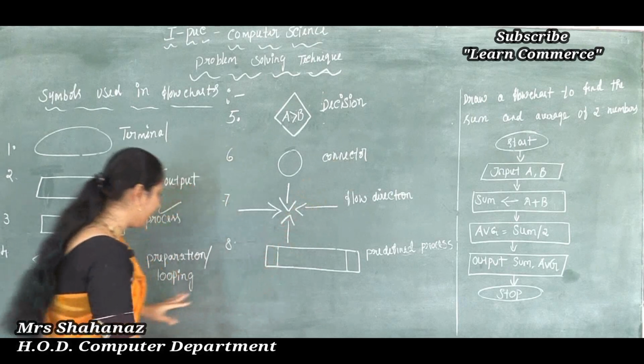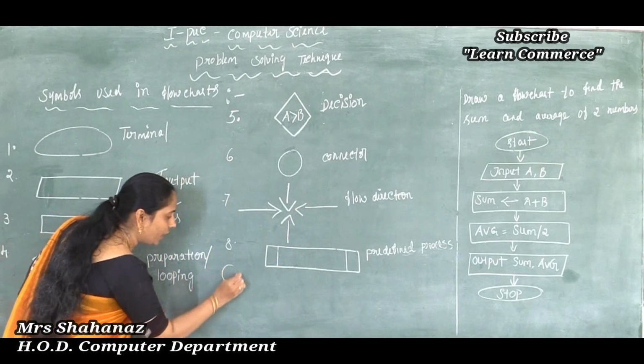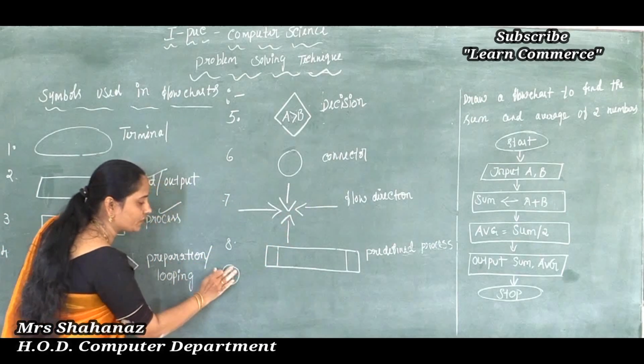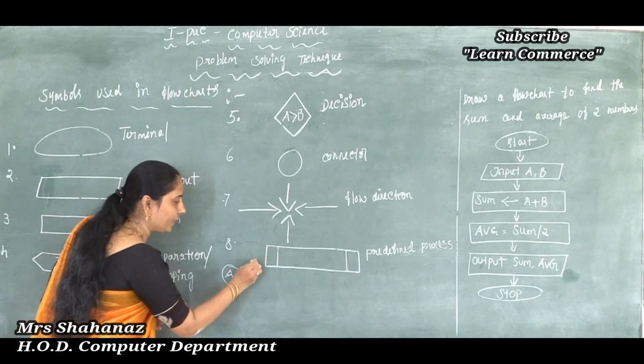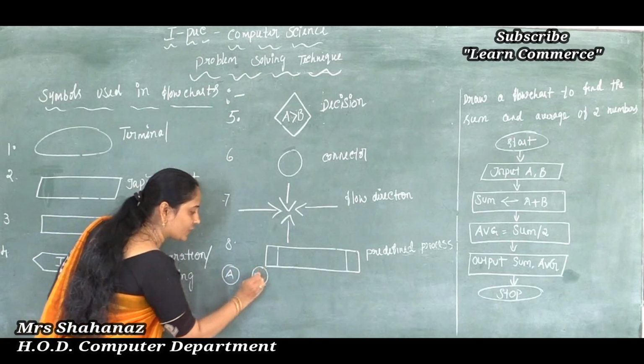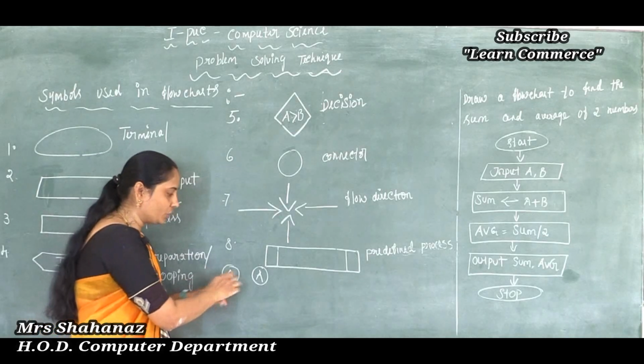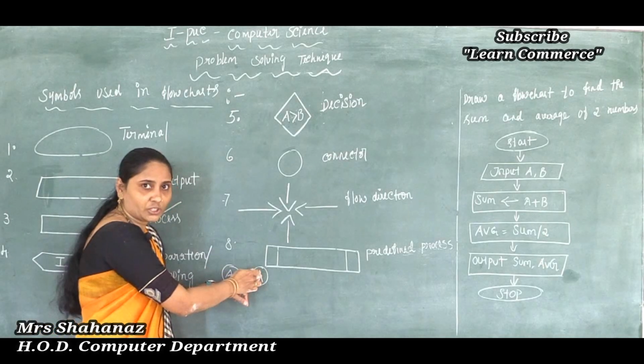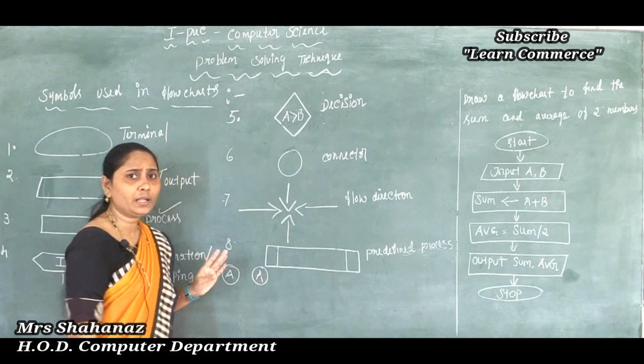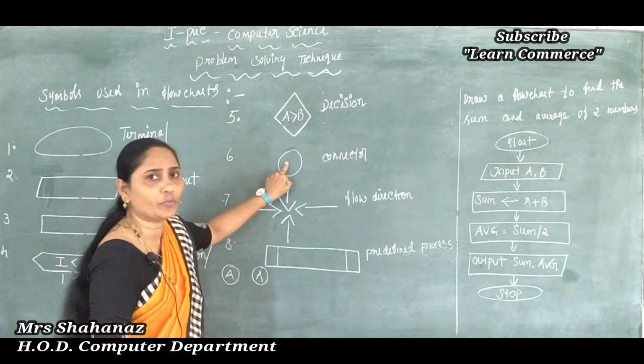Clear this one? Maybe this is the end of the page, at the end of the page I am going to use the connector, and later on the next page I am also going to use the connector. That means we connected one page to the next page. Clear this point here? The first page to the next page. So this is the meaning of the symbol.